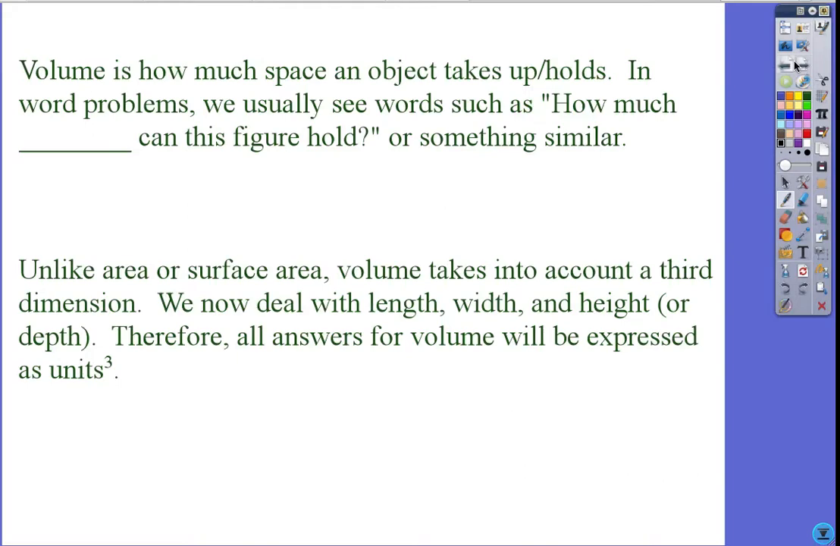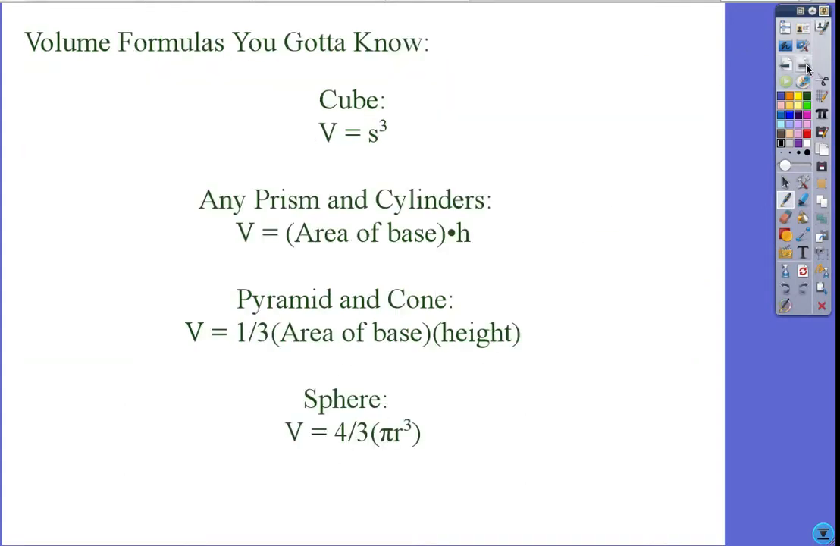Unlike area or surface area, volume now takes into account a third dimension. We now have length, width, and height, or depth. So this makes all of our units at the end different. With area and surface area, we had centimeters squared because we were dealing in 2 dimensions. Now we are dealing in 3 all at the same time, so all of our units are going to be cubed. Okay, so centimeters cubed.